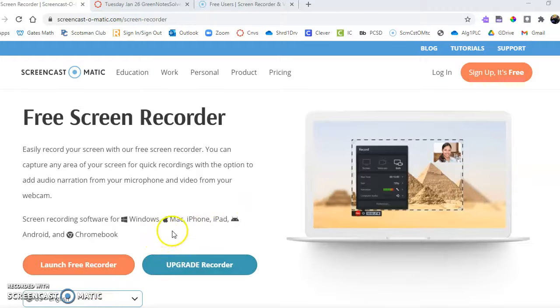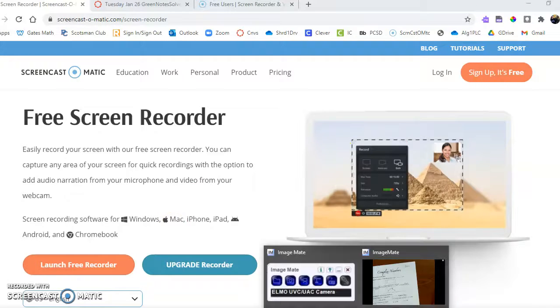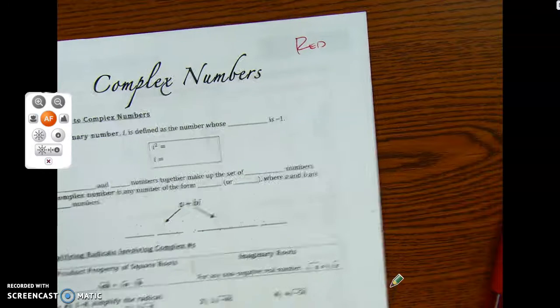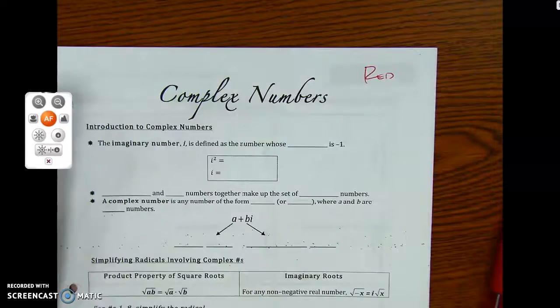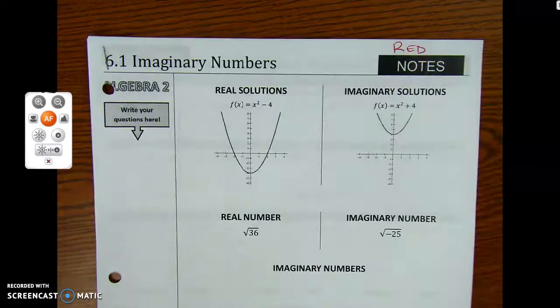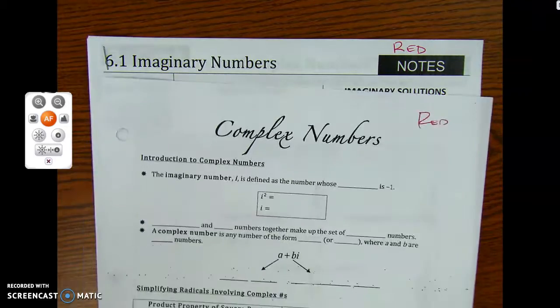Okay, guys, I've got 3 sheets of paper that I call your red notes. This is page 1. This is page 2. And this is page 3. And I gave those out in class.